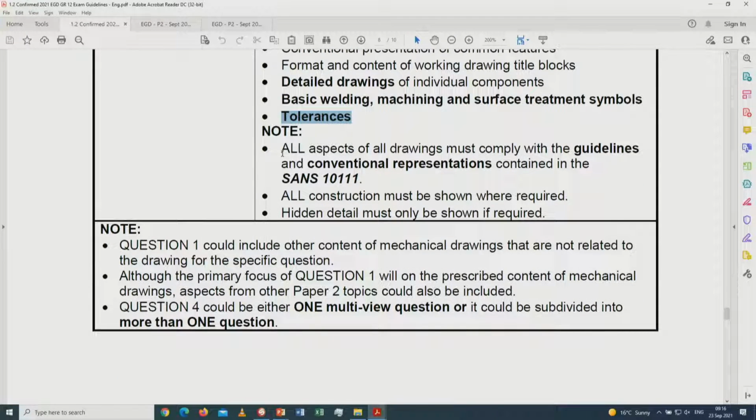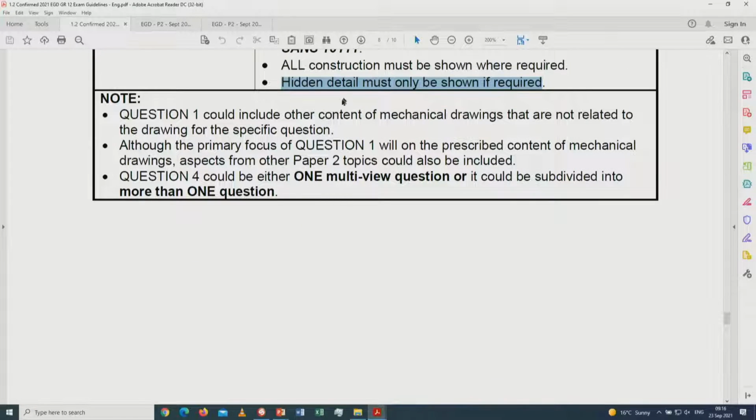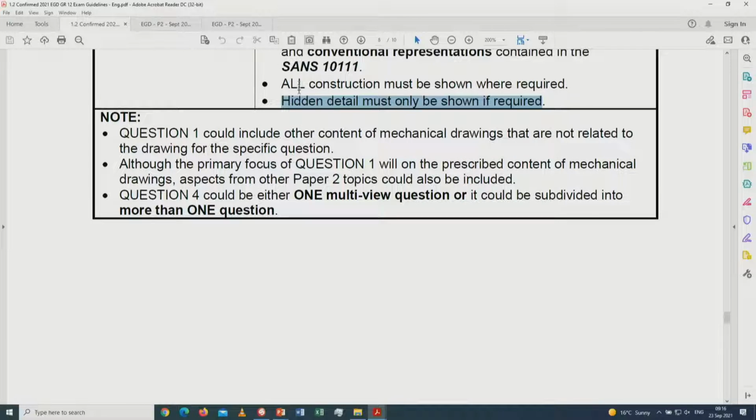This all, of course, comes from the SANS guidelines. All constructions must be visible, and if it's required, you have to show the construction. The same goes for hidden detail, which is also required, not often with isometric drawings, but yes. Question 1 includes all the above mentioned, and the primary focus of question 1 will be the prescribed content of mechanical drawings, aspects of paper 2 topics, in other words, the SANS principles that need to be applied into this part of the year.